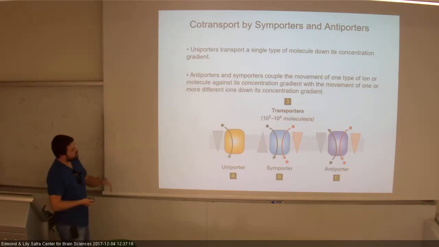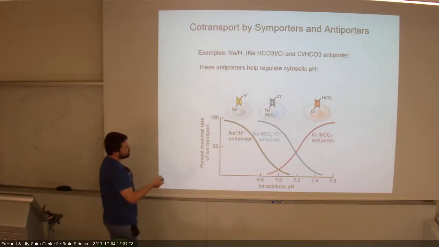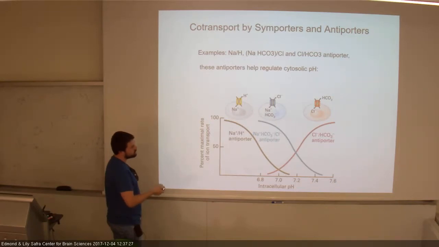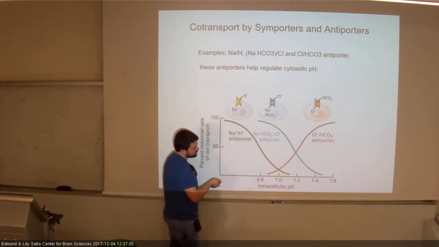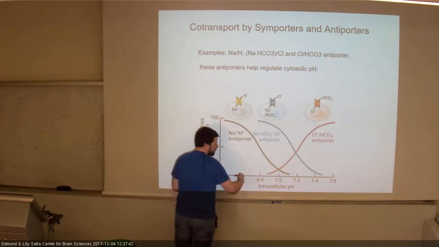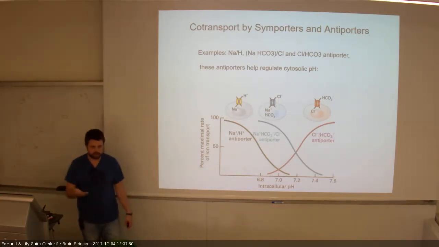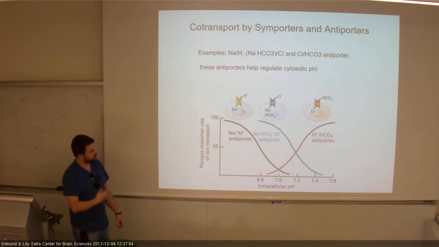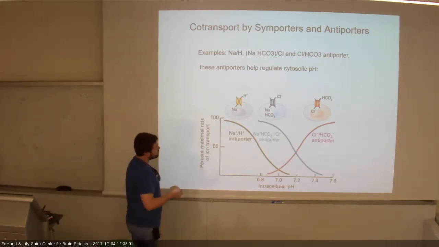One of the classic examples of how the cell uses these transporter systems is to maintain the pH of the cell. The bicarbonate ion is a base, so if the cell has a lot of bicarbonate, it will move in this direction. And if it has less bicarbonate and more free hydrogens, it will move in this direction. Again, I remind you that low pH means a high concentration of hydrogen ions. The bicarbonate ion interacts with hydrogen and converts it to water and CO2, and this is why it neutralizes the acidity.